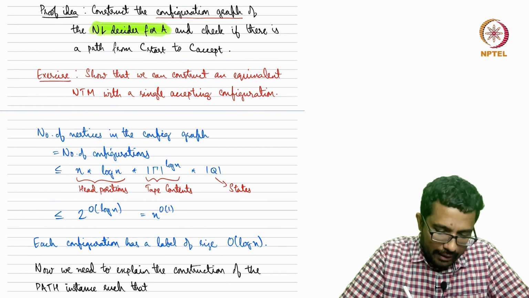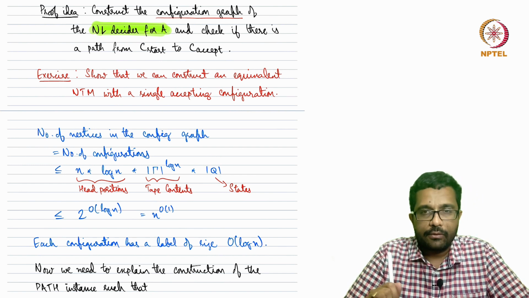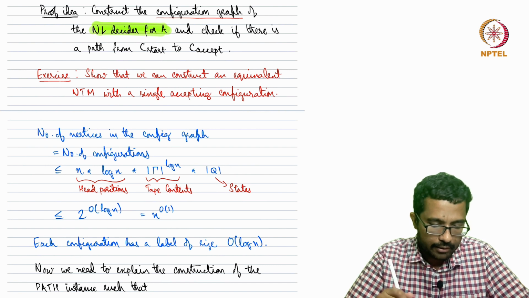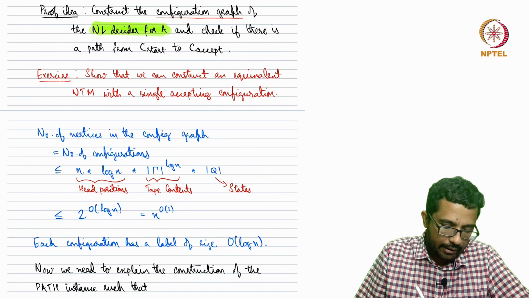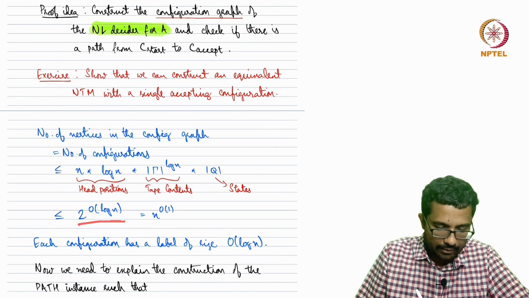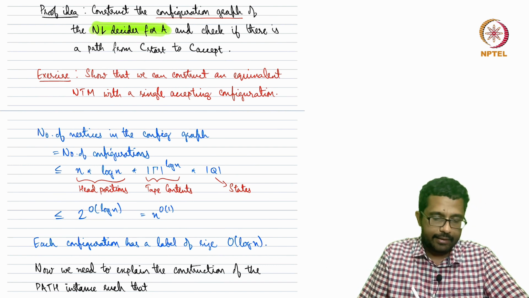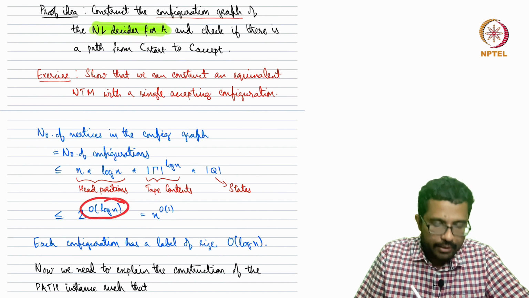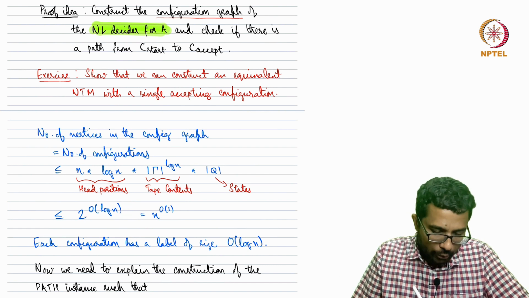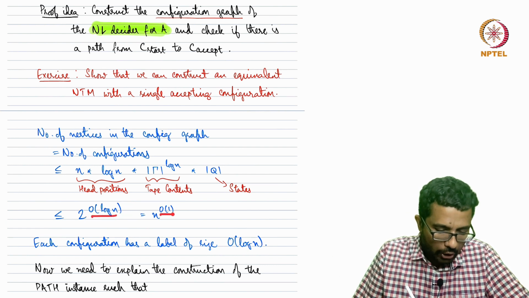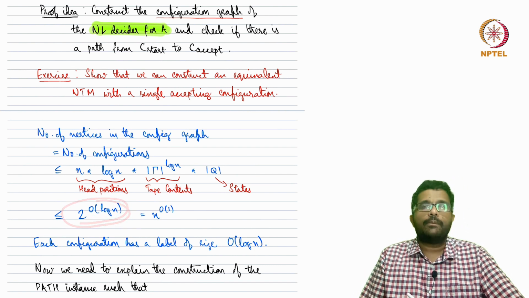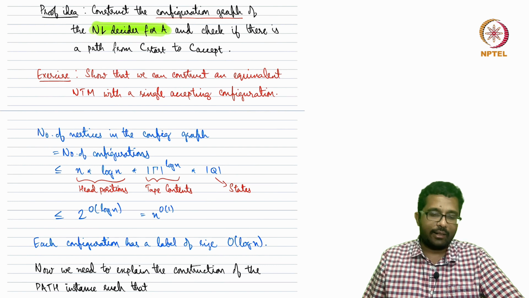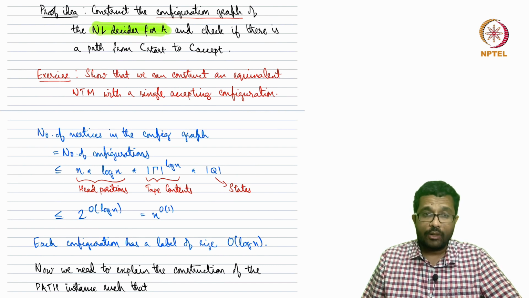And finally we have the state, which is q, right? So the number of configurations is the product of all this, and you can easily see that this can be written as 2 to the power O(log n), where all the other small constants can be absorbed into this 2 to the power O(log n). Anyway, we just need 2 to the power O(log n). This is the number of vertices in the configuration graph, 2 to the power constant times log n.